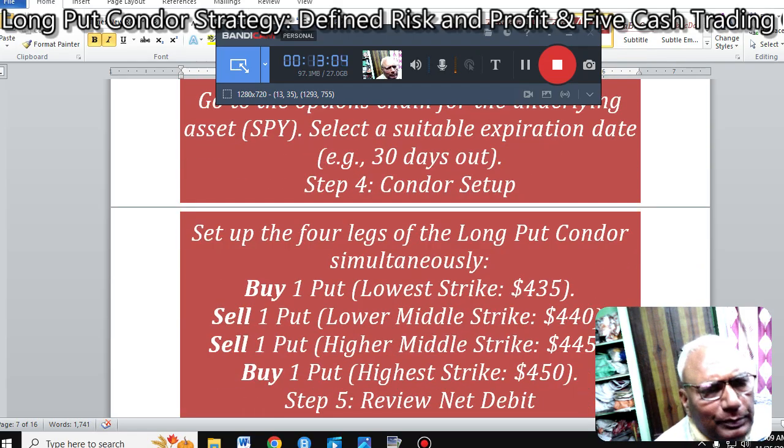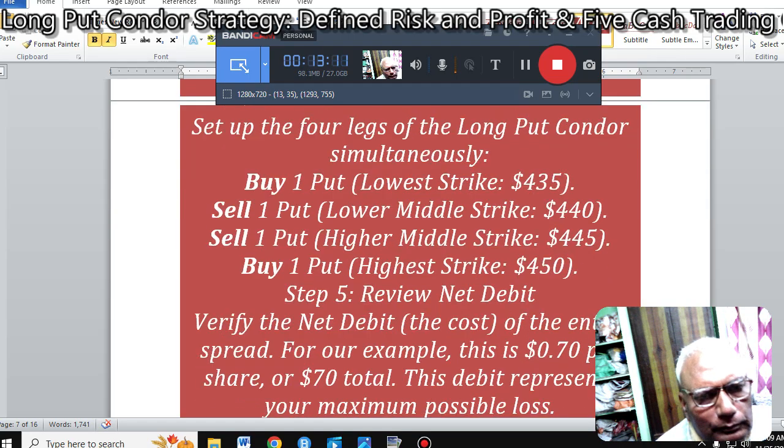Step 4. Condor setup. Set up the 4 legs of the long put condor simultaneously. Buy 1 put, lowest strike price, that is 435. Sell 1 put, lower middle strike price, 440. Sell 1 put, higher middle strike price, 445. Buy 1 put, highest strike price, 450.